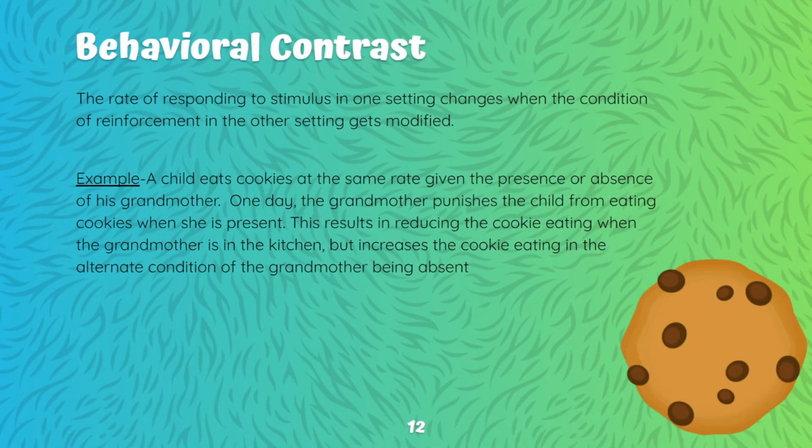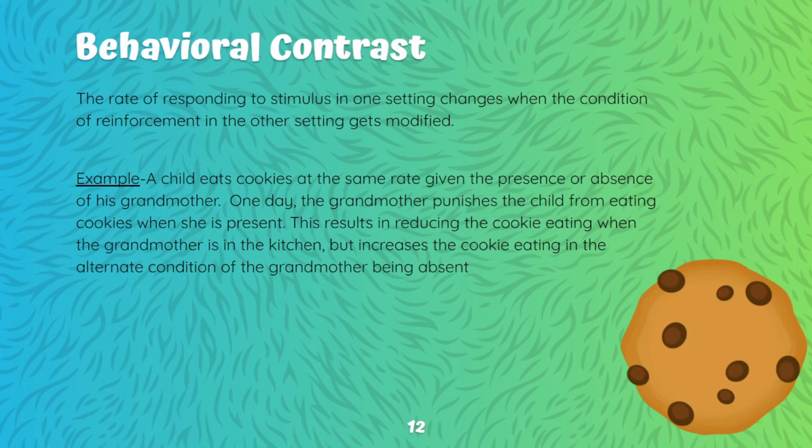Behavioral contrast. Behavioral contrast describes when the rate of responding to a stimulus in one setting changes when the condition of reinforcement in another setting gets modified. For example, a child eats cookies at the same rate given the presence or absence of his grandmother. One day, the grandmother punishes the child for eating cookies when she is present. This results in reducing the cookie eating when the grandmother is in the kitchen, but increases the cookie eating in the alternate condition of the grandmother being absent.